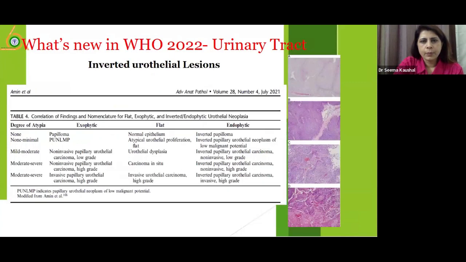Inverted papilloma is just like a papilloma which is growing inside. And you can have all grades of urothelial tumors in inverted fashion. That means you can have urothelial papilloma, urothelial neoplasm of low malignant potential in inverted pattern. You can have low grade inverted urothelial carcinoma. You can have high grade inverted urothelial carcinoma.